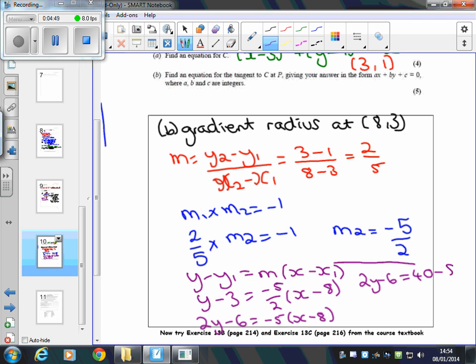40 minus 5x. And then moving everything over to the other side to get it into the form that we're asked for in the question gives me 5x plus 2y minus 46 equals 0. So that is the equation of the tangent to the circle at the point P.